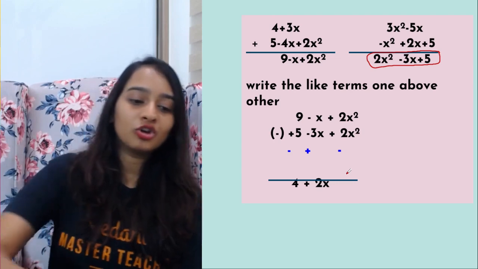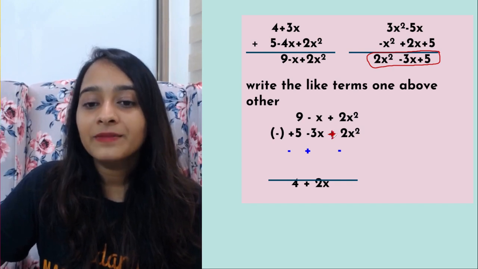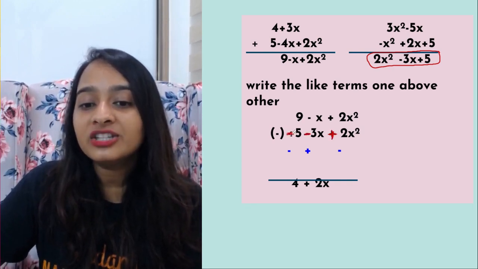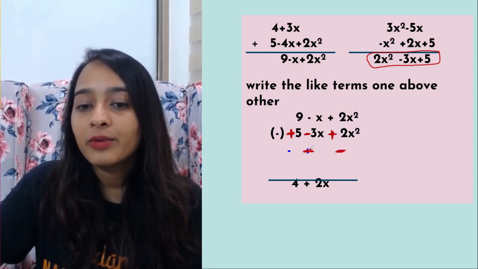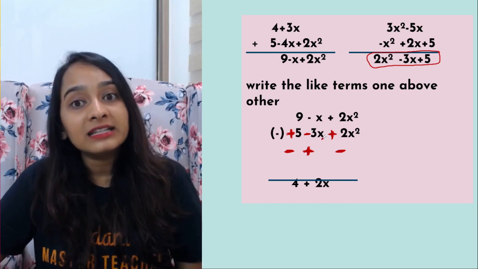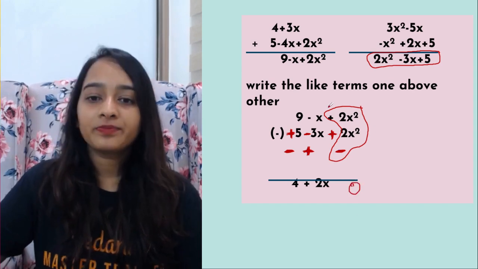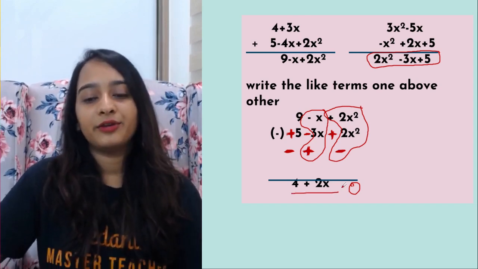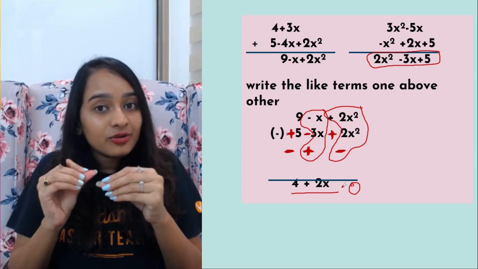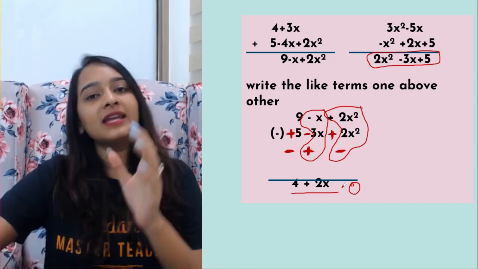But this is what I want to talk to you about here. When you are subtracting two expressions, the second expression is there, no? The sign of every term will change. Your plus will become minus. Your minus will become plus. Your plus will become minus. Now you have to take in consideration the new sign. So you have plus 2x square minus 2x square will become 0. Minus x plus 3x will give you plus 2x. 9 minus 5 will give you 4. So the expression sitting in the second row, you will have to change the sign of every term of that expression.